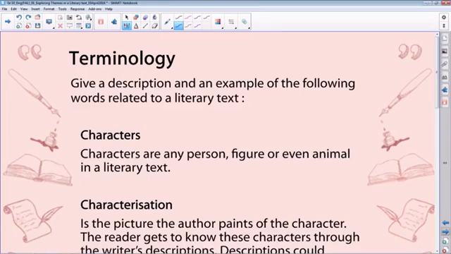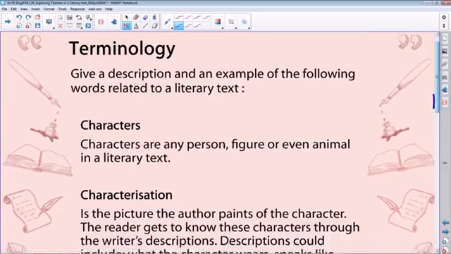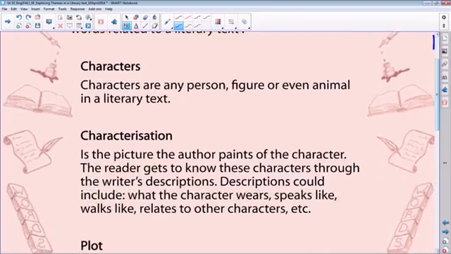And then we have characterization, which is an extension of the character. So that's how the author paints the picture. That's the picture that the author paints of that specific character. So they would describe what the character looks like, what the character wears, how the character speaks, what other characters say about that character. So we can learn a lot about the character like that.